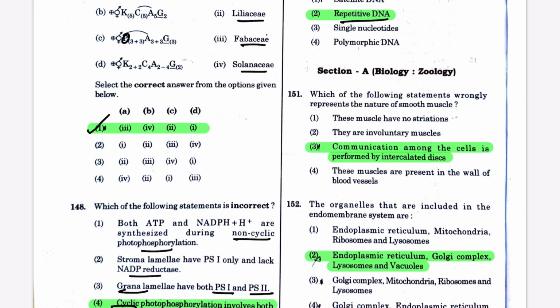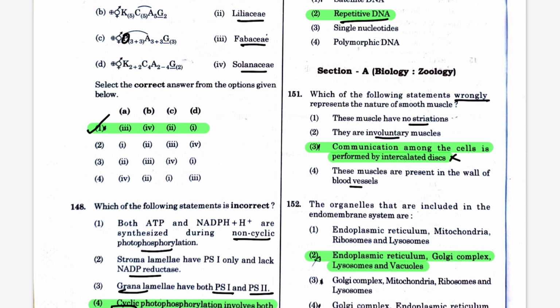Okay. So 151, which of the following statements is wrongly representing the nature of smooth muscles? We know smooth muscles will not have any striations, that is right, and they are all involuntary muscles, which means we are not voluntarily doing that work. And communication between the cells is performed by intercalated disc. It is wrong. Okay, so this intercalated disc you can see in cardiac muscle, not in smooth muscle, right? These muscles are present in the wall of blood vessels, it is right. So they are asking you which is wrongly given. So option 3.